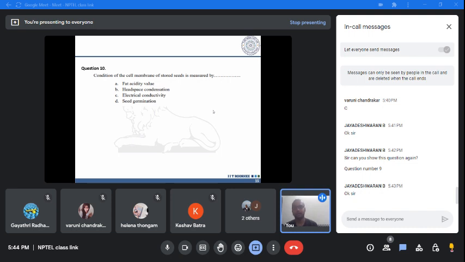So question 10th, condition of the cell membrane of stored seed is measured by. So this is a memory based question. So you need to tell the condition of cell membrane of stored seed is measured by A, fat acidity value, B is headspace condensation, C is electrical conductivity, and D is seed germination. So please tell me your answer in the comment box.